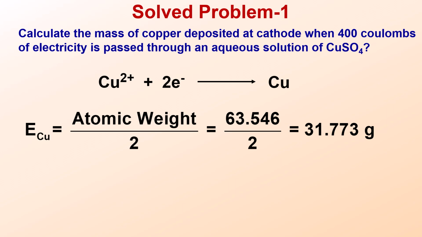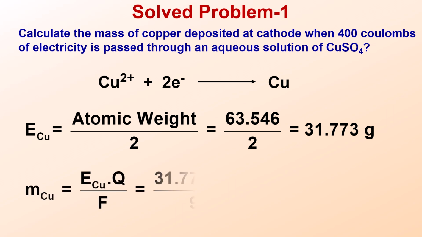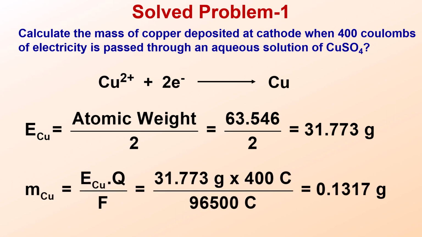Hence, the equivalent weight of copper is 31.773 grams. Now, using the relation M of Cu is equal to E of Cu into Q divided by F, and substituting the values of E, that is equal to 31.773 grams, and Q is equal to 400 coulombs, and F is equal to 96,500 coulombs, we get 0.1317 grams of copper, and this is the mass of copper deposited at the cathode.